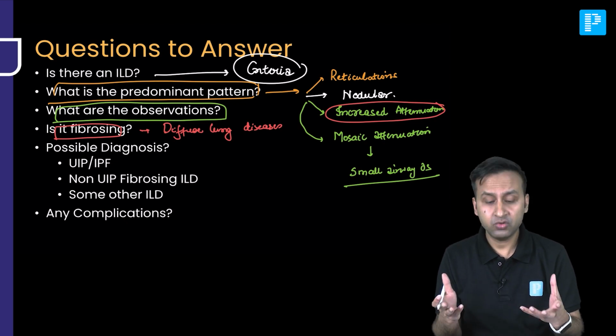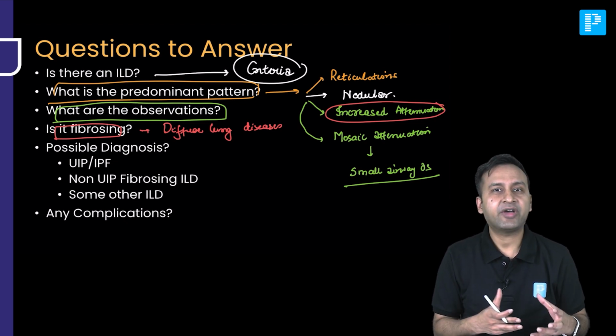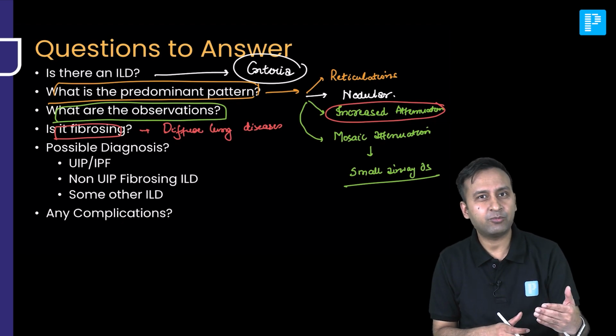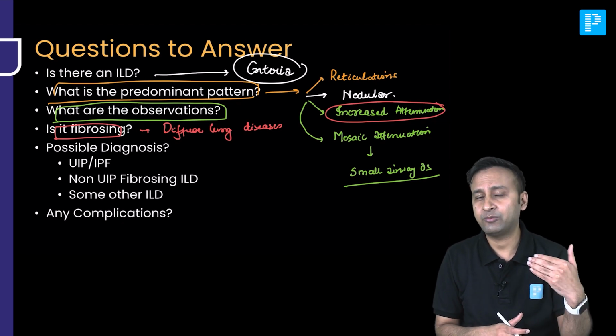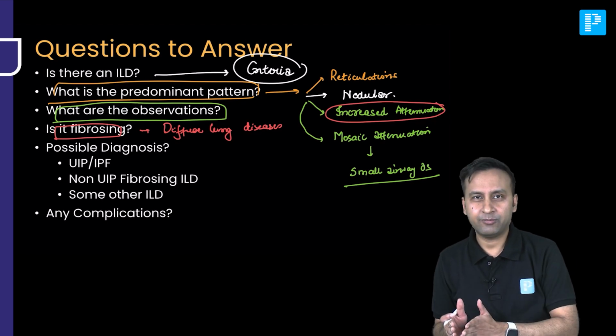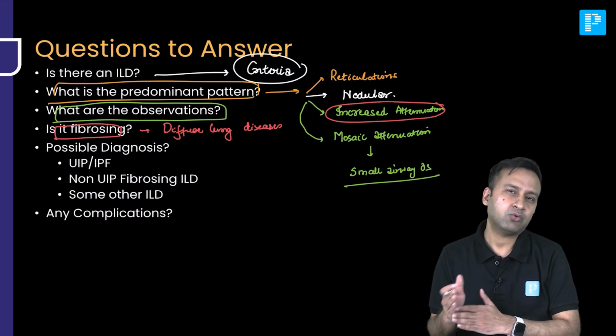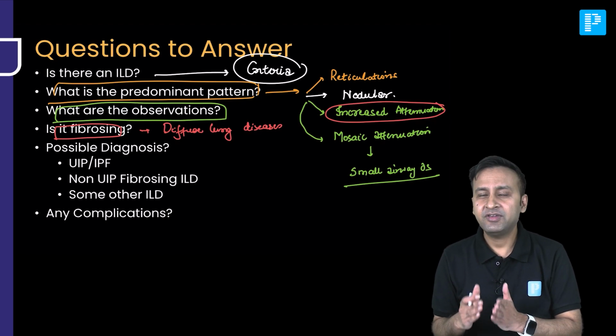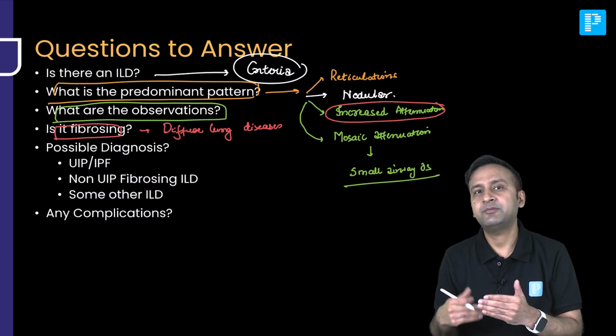severe shortness of breath. So we have to identify whether there is fibrosis present or not, because if there is fibrosis, then we are actually talking about fibrosing ILDs, which have a poor prognosis overall. On the other hand, if there is no fibrosis, we're going to get some ground glass opacity, some consolidations. We can say that this patient is having a slightly better prognosis.